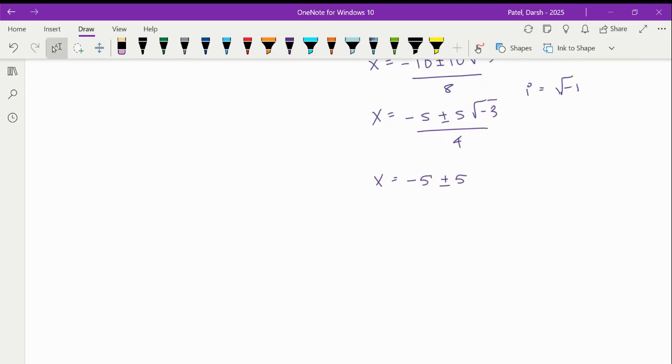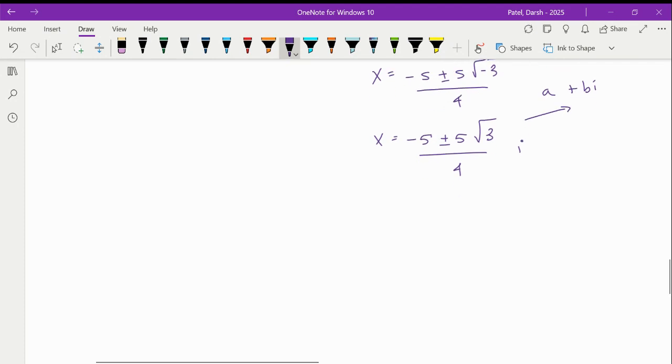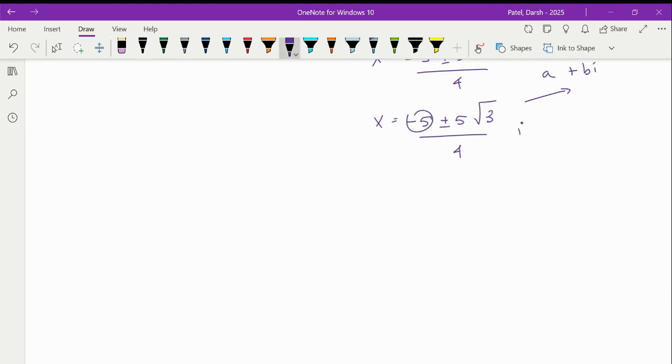So x equals negative 5 plus minus 5 radical 3 over 4 i, since an i has to be to the right of the fraction, since the standard form to write imaginary numbers is a plus bi, where this is b. So this is against the rules of math. So we've got to put this term over 4 and this term over 4 in separate fractions.